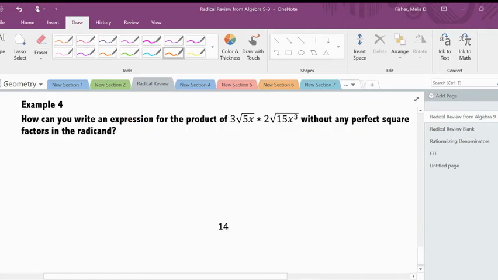Let's go ahead and work through example 4 in the same video. In order to do this, let's first combine these two expressions into one. So in order to do that, I'm going to multiply the number parts on the outside. So 2 times 3 is 6. And then multiplying the insides, I have 5 times 15, which is 75. And then x times x cubed is x to the 4th.